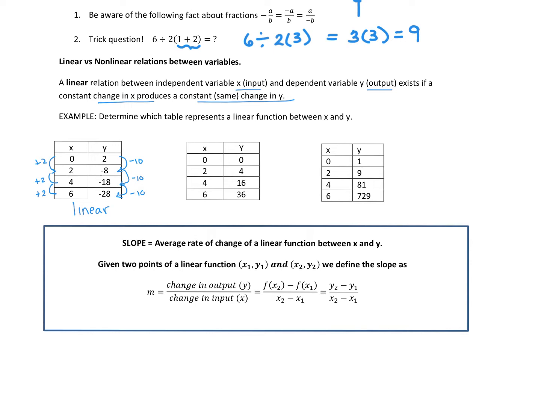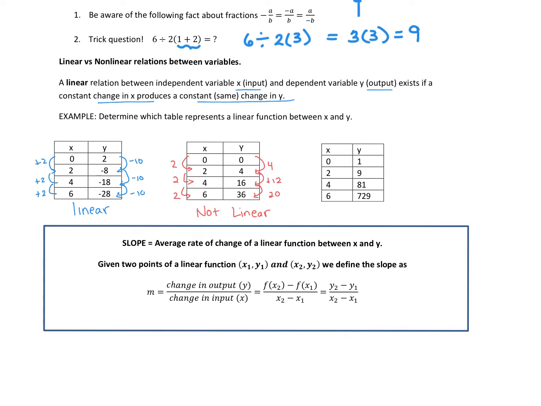Now when we look at this next one, this goes up by 2, 2, 2, but over here it goes 4, and then it goes up by 12, and then it goes up by 20. So this one is not linear because the change in y is not constant.